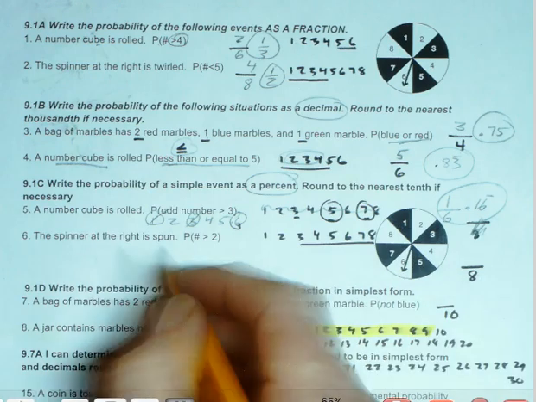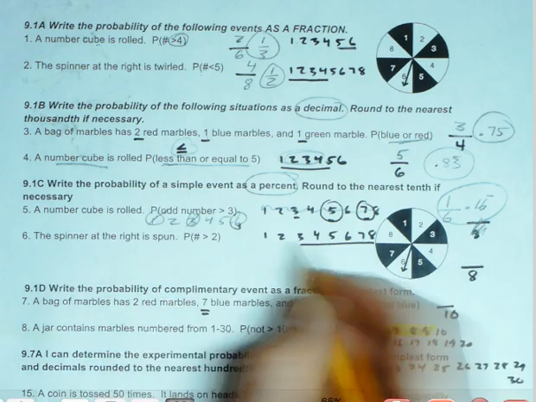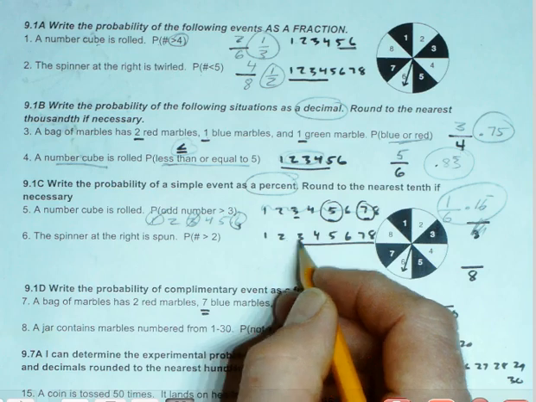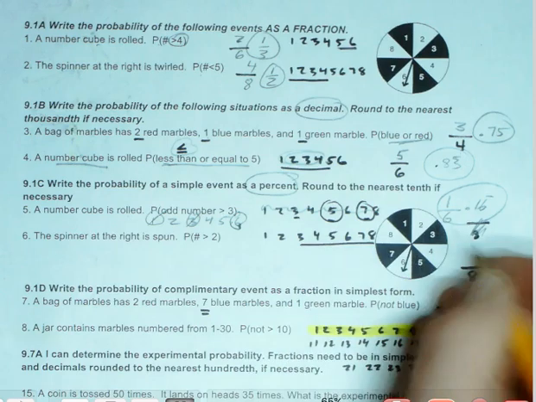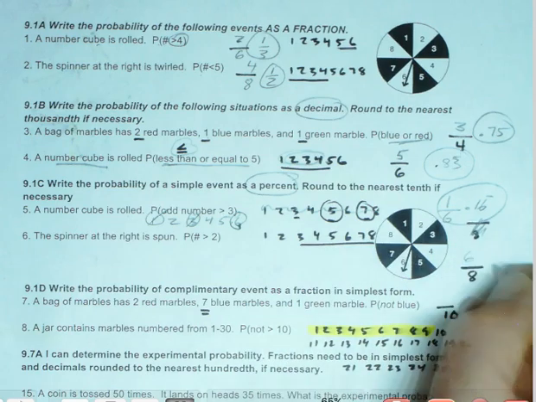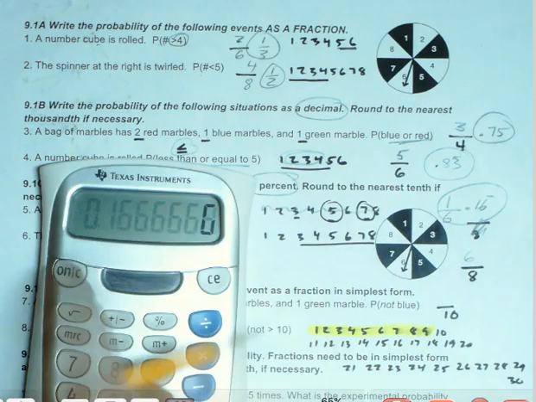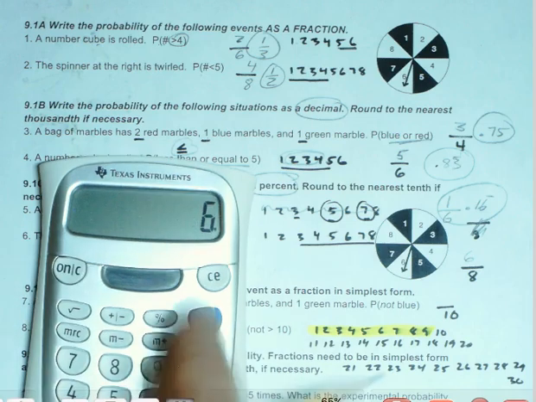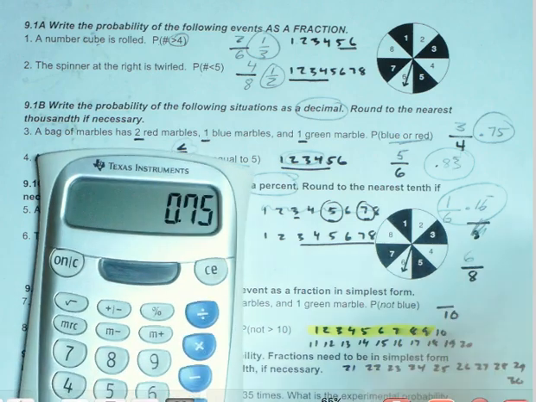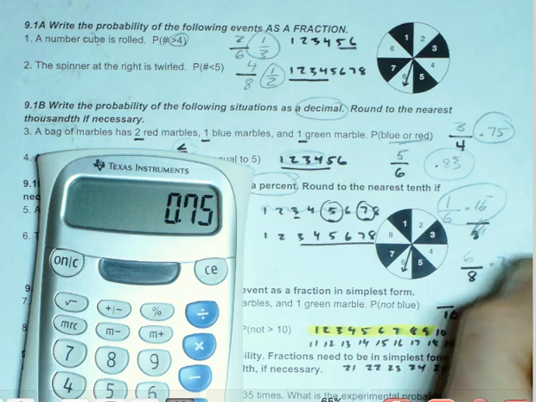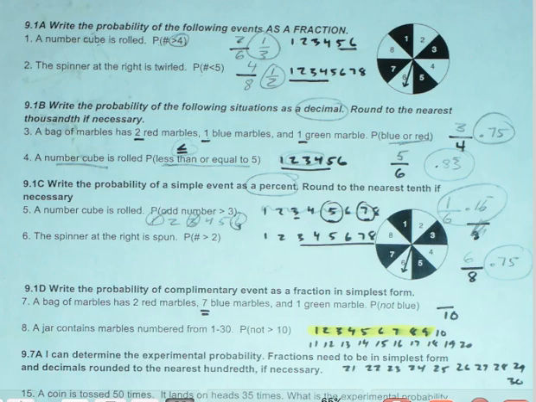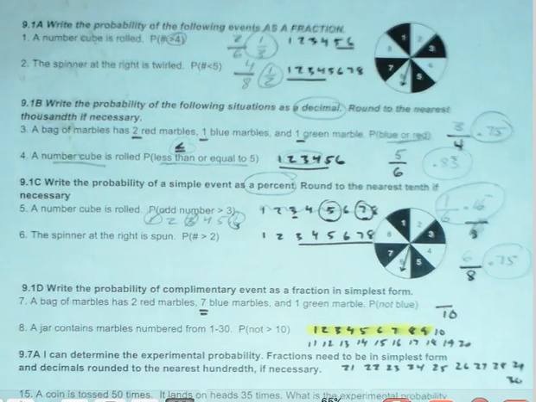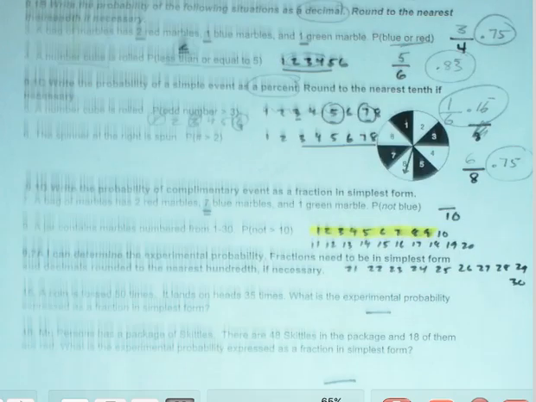So what is the probability of a number greater than 2? Well, 3, 4, 5, 6, 7, 8. All of these are greater than 2. So it's really 6/8. And I don't even have to reduce that to make it into a decimal. I can just divide 6 divided by 8, and I'm going to get 0.75 as my probability as a decimal there. All right, 9.1d, write the probability of a complementary event as a fraction in simplest form.